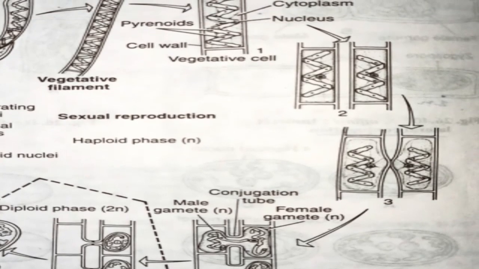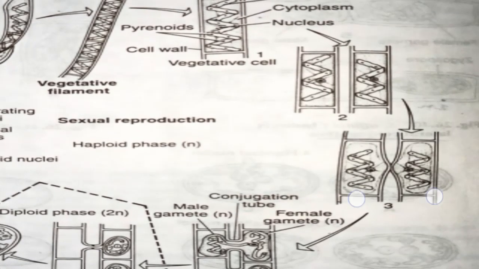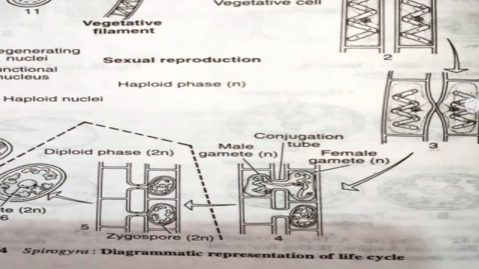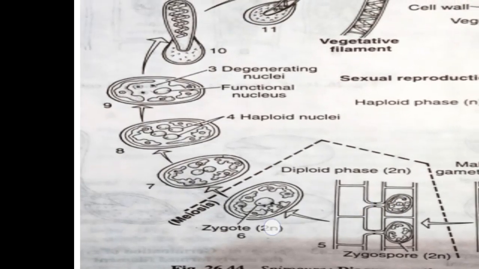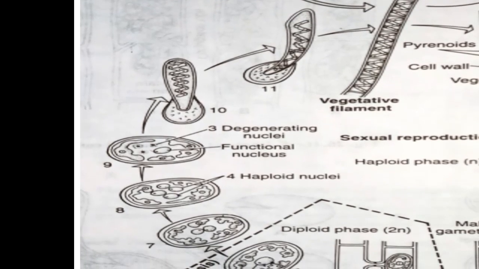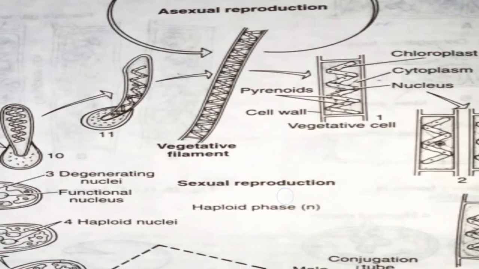You will see here that when two strands come together, an elevation forms, and ultimately by fusion the two nuclei fuse to form a zygote. This is called the diploid phase, a very short phase, when after conjugation both nuclei are fused. After that, meiosis takes place and the haploid nucleus converts into a spore, which germinates to form Spirogyra.